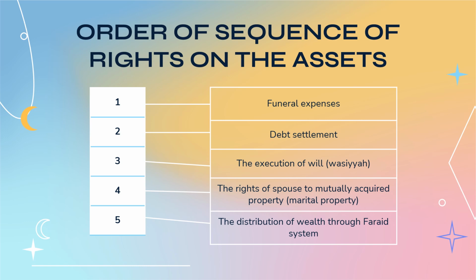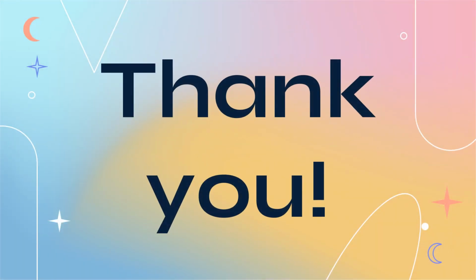A will is not for the heirs, and the amount of estate provided in a will for disposal must not exceed 1/3 of the remaining estate after the settlement of the first to the third, as mentioned before. The fourth thing to do is to give the rights of spouse to mutually acquired property, which in other words, marital property, to the deceased spouse. And the last one is to distribute the remaining wealth according to the Faraid system. That's all for the basics of Faraid.